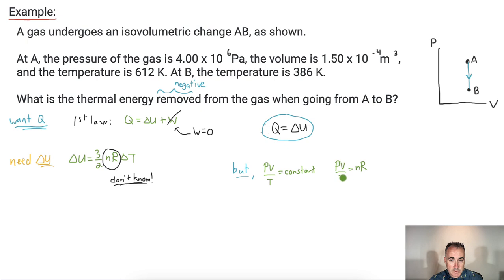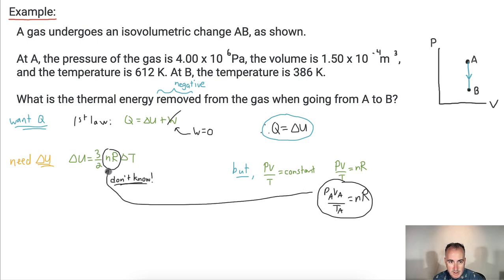So because of that, even though I don't know N, I can still figure it out by saying PV over T. Because I know it's constant, PAVA over TA is equal to PBVB over TB. So I just need one place where I know everything. I have that PA times VA over TA equals NR, and that's the piece I can put in here. Aha, so that's why I put it all together.